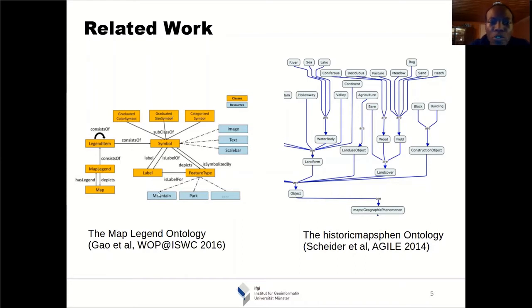For example, which maps show mountains, or which maps show highways or a park. Another ontology worth mentioning is the historic maps ontology, which was suggested by Scheider and colleagues. The starting point here was historical maps, and the authors were interested in making the content of historical maps more searchable. They have a much bigger ontology than what I show here. In particular, there is an event part of the ontology which shows things like wars.